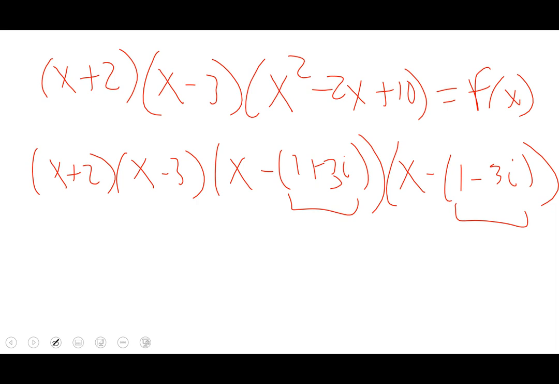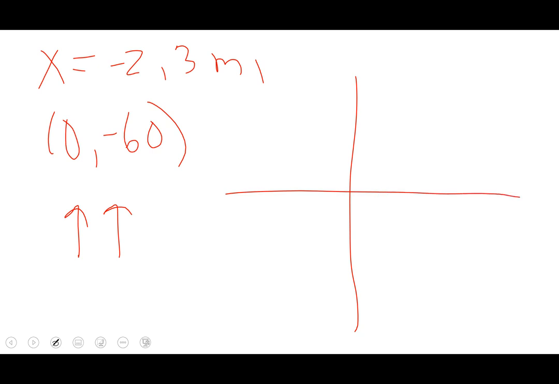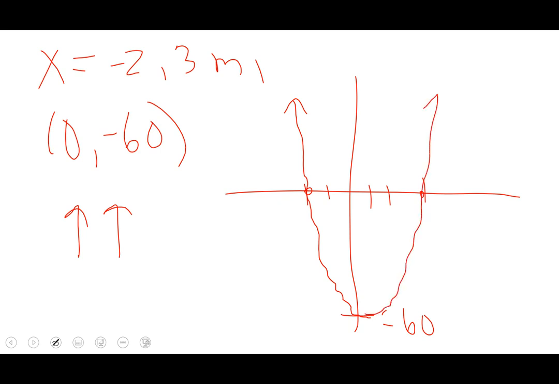And then I don't know that it asked me to do it, but I am going to go ahead and graph this. So if I'm going to graph this, the only x's that I have, again, are -2 and +3 in terms of being real. And those both have a multiplicity of 1. The y-intercept would be 0, -60. And because this was positive x to the 4th, my end behavior would be up, up. So here at -2, 0, here at 3, 0, and down here at -60. If the end behavior is up, up, I would cross through the multiplicity down to the y-intercept, and then eventually come back up through x equals 3.